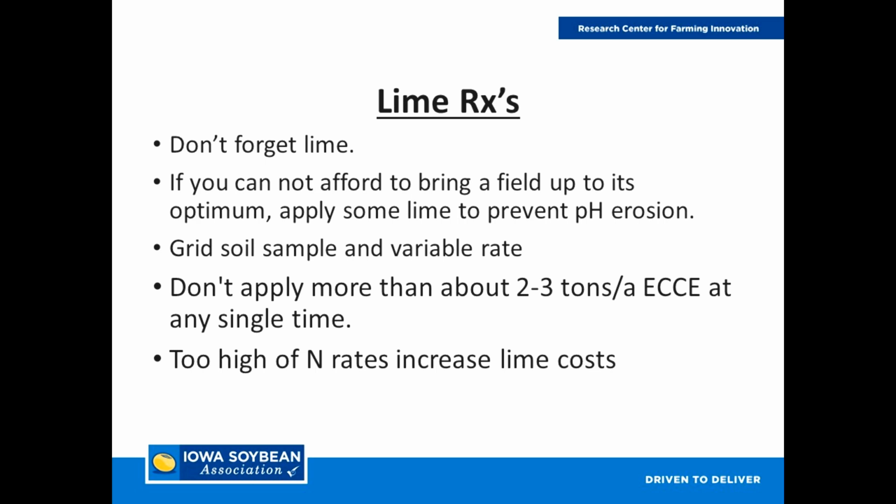Grid sample and variable rate with it. Don't apply more than 2 to 3 tons of effective calcium carbonate equivalent at any single time. And one other thing to think about is that too high of N rates can increase your lime costs. And a lot of times we think about nitrogen fertilizer as cheap insurance. Well, it's really not, because too high of nitrogen rates can erode your soil test pH as well.